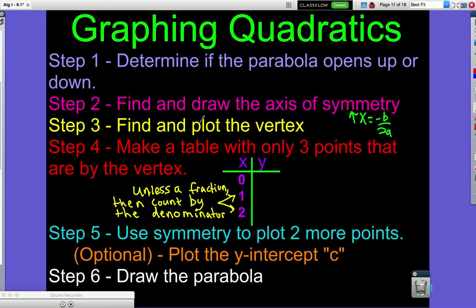Then we're going to find the vertex and put it on our graph. So we're going to plug in x into our equation. Then you're going to make a table. Notice it says only 3 points that are by the vertex. This is going to be our vertex value. So today it's always going to be at 0.